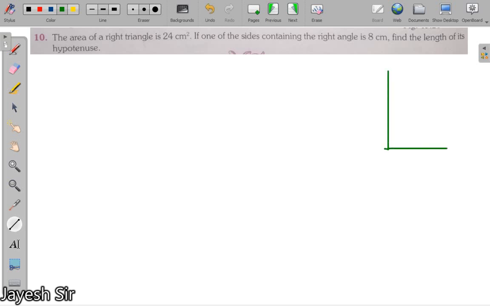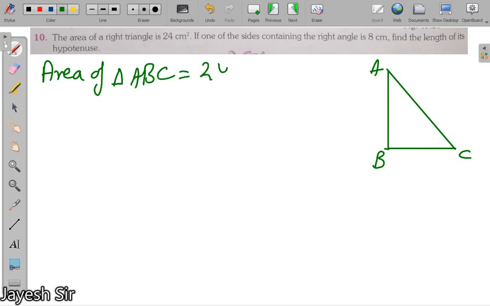So let me draw a right triangle and name it A, B, C. So we will say area of triangle ABC is equal to 24 centimeter square. Here angle B is 90 degree. If one of the sides containing the right angle is 8 centimeter, the question is saying out of the two sides that are making a 90 degree, one of the sides is 8 centimeter. So let BC be equal to 8 centimeter. Find the length of its hypotenuse.